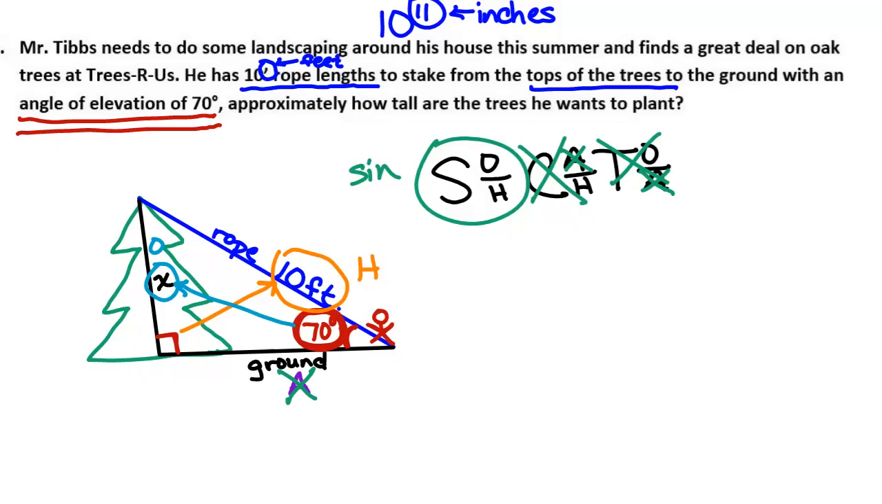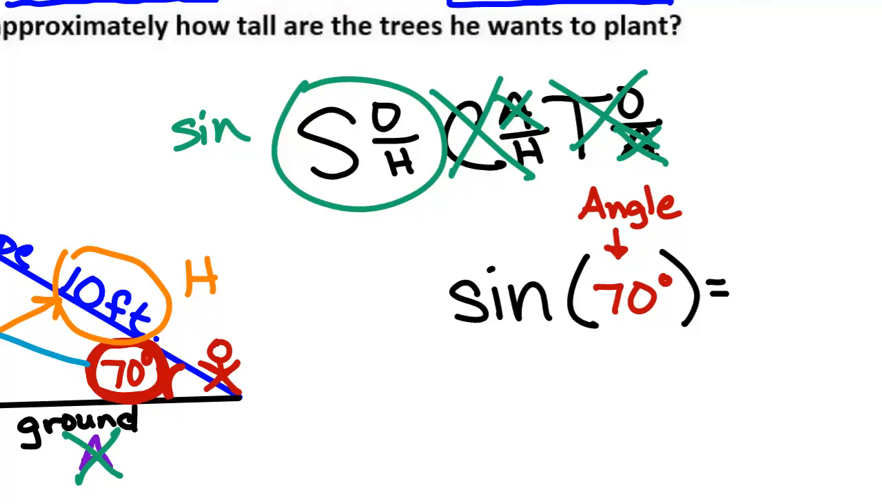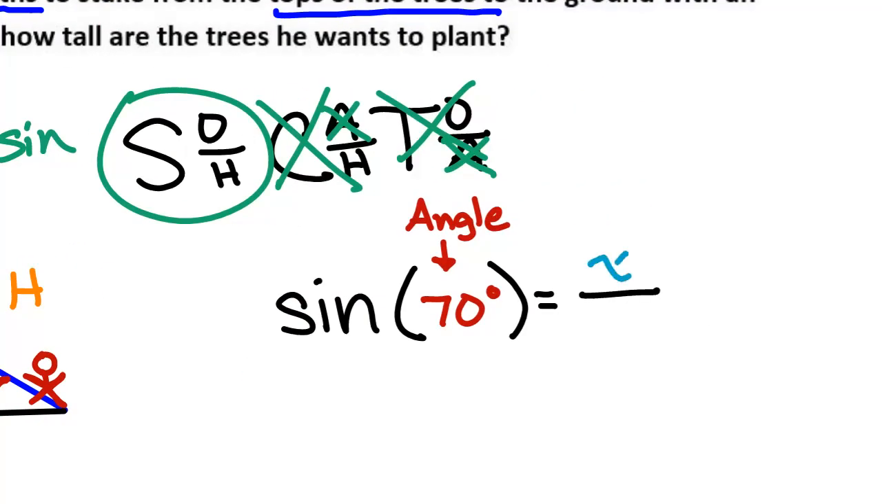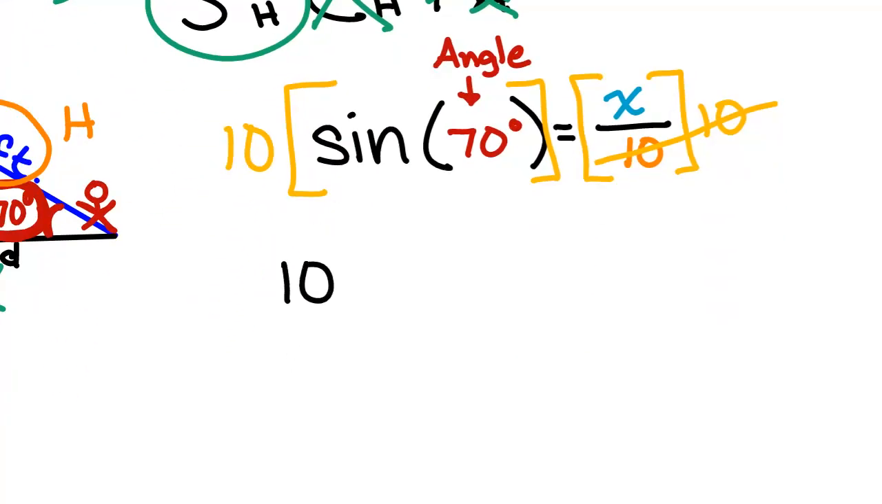Oh, you put the 70 in the wrong place? Yeah, that would affect it. All right, so sine of my angle. How big's our angle? 70 degrees. Equals what over what? X over 10. So what do I need to do to get the x all by itself? Multiply by 10 because it's on the bottom of my fraction. So the 10s cancel out on the right-hand side. On the left, I have 10 times the sine of 70 degrees, and that I can pop right into my calculator.